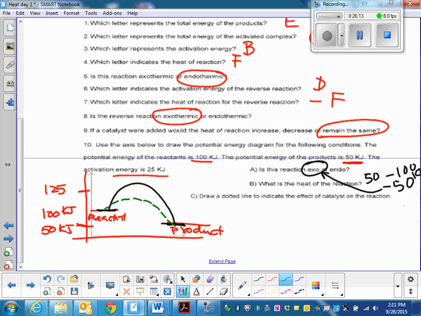So if it was endo, how would the graph go? If it has gained energy, where do you think your product line would be? This is my reactant. Higher. That's my endo. Got it. Thank you. All right? Very good question.